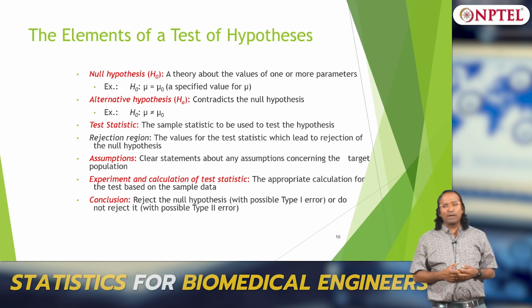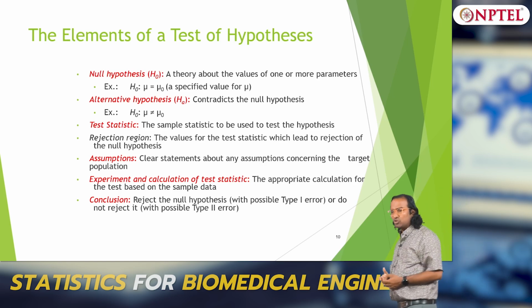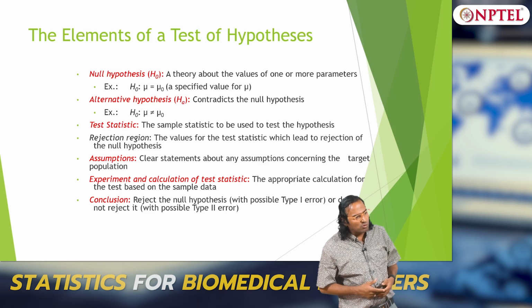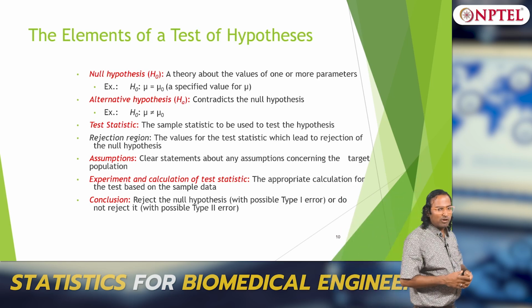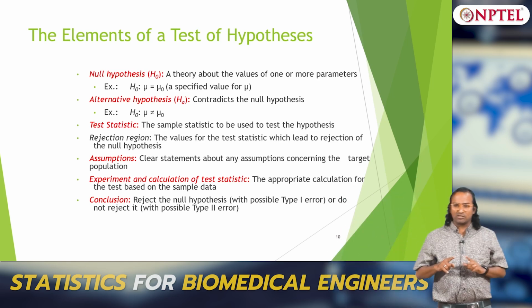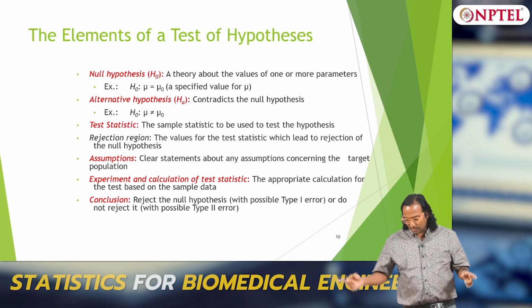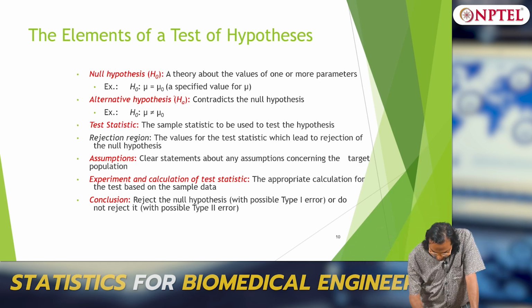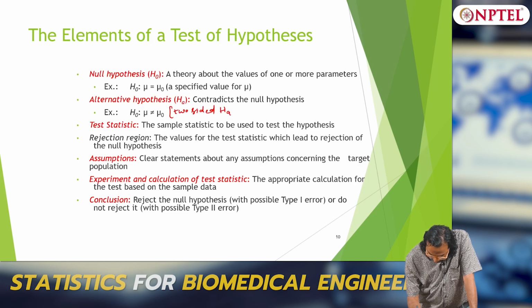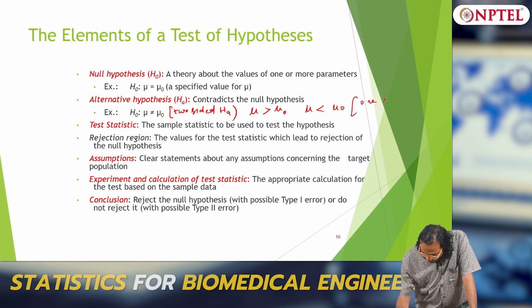The alternate could be a one sided or a two sided hypothesis. Mu not equal to mu naught is a two sided hypothesis, meaning it could be less than or it could be greater than. Or you could have mu greater than mu naught or mu less than mu naught, which is one sided.